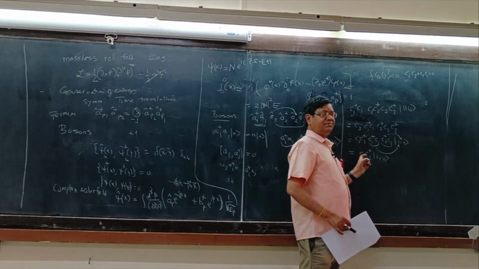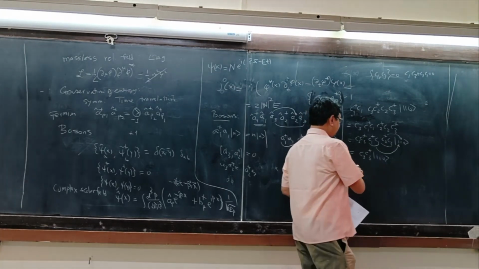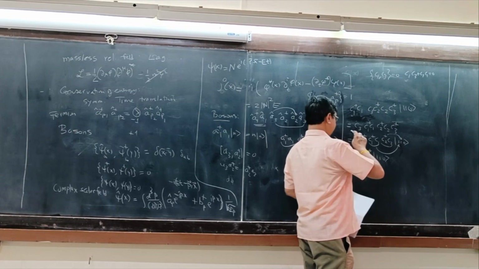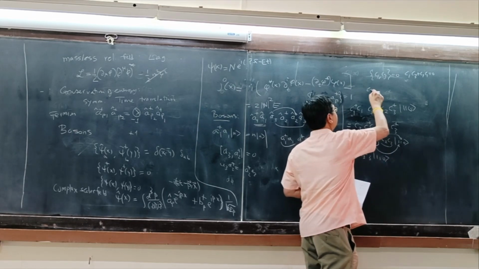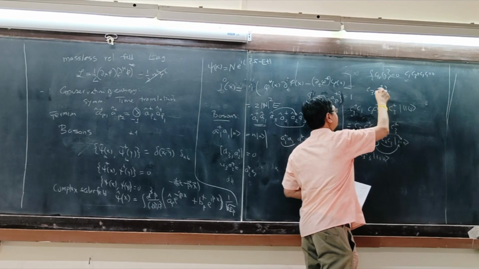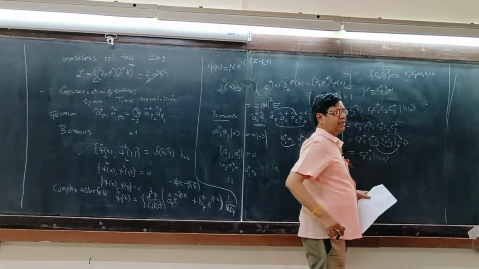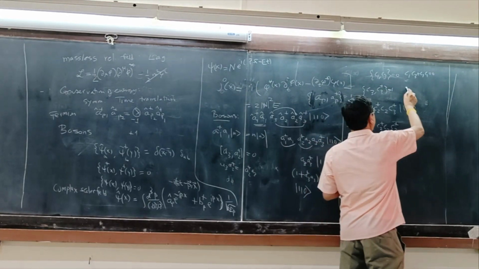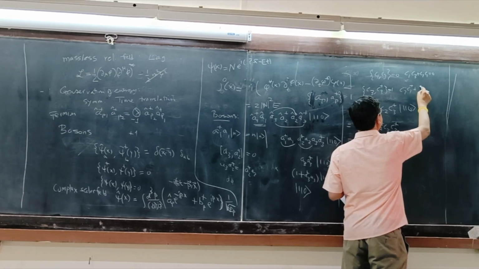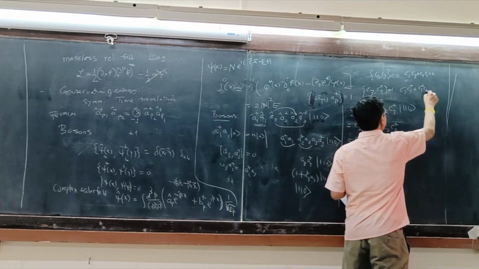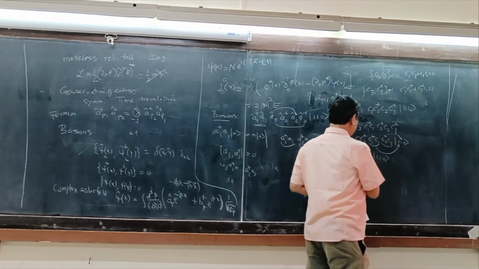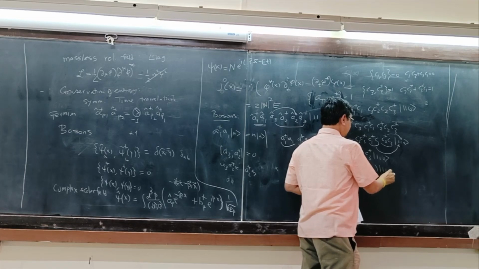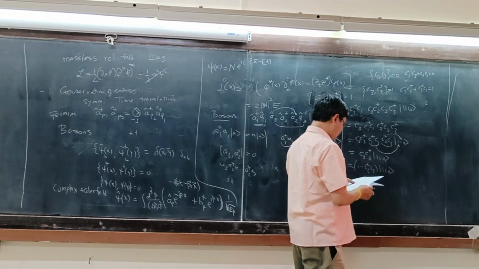Again I want C3 dagger to come to the left. Right? So what will happen? C3 coming to the left. So this is an anti-commutation. So C3, C3 dagger plus C3 dagger, C3 equal to 1. So what will I get here? It is 1 minus C3 dagger, C3, 1, 1, 0.